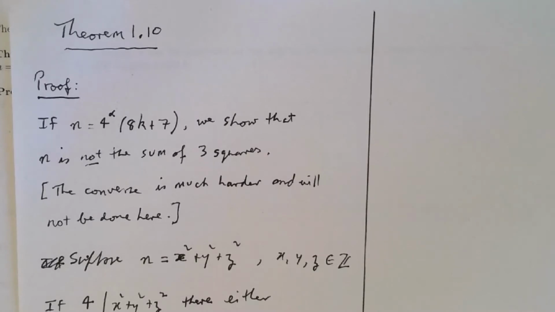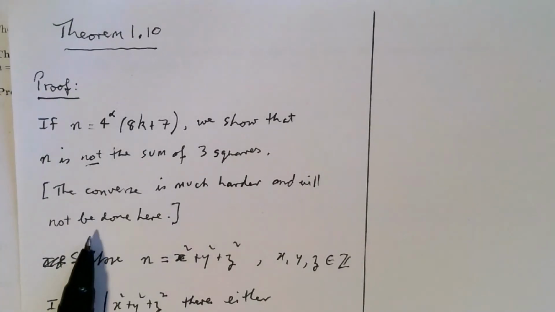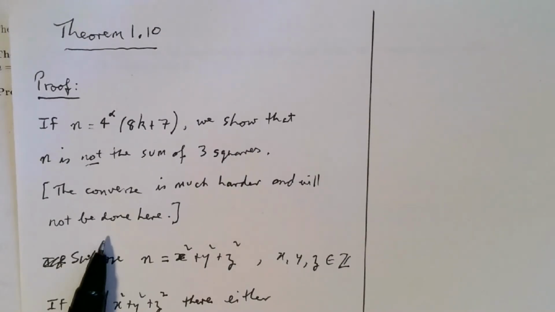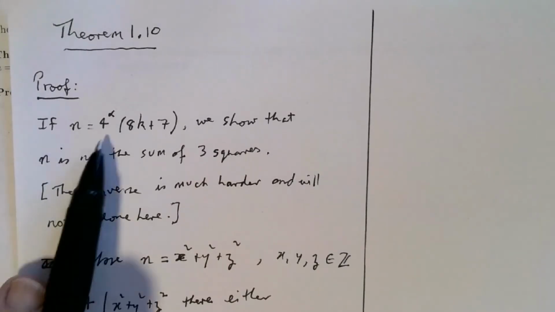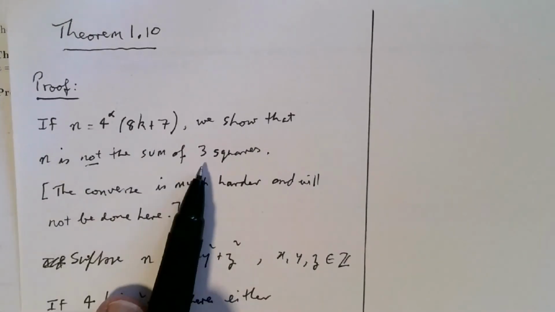I believe it goes back to Gauss, who was the first to do this, and his proof is very clever but quite complicated. And I think you need to look at far more advanced books before you can actually find a proof of this. Most books do what I'm doing here: they just skip over it and say the converse is much harder, and we won't do it here. However, I'm just going to show here that a number of this shape is not the sum of 3 squares.